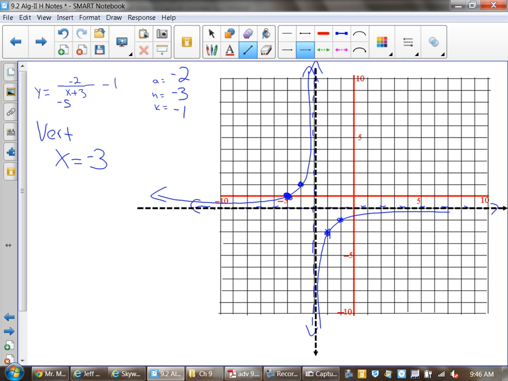Okay? So what we're looking at being able to do here is, what I'm going to ask you to do is give me 2 sets of points on both curves. I want 2 ordered pairs on both curves.